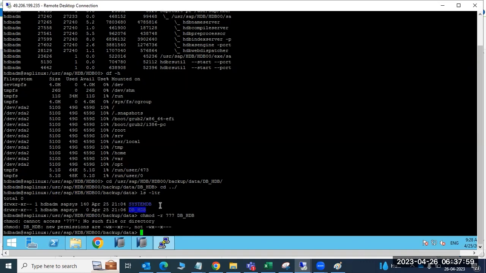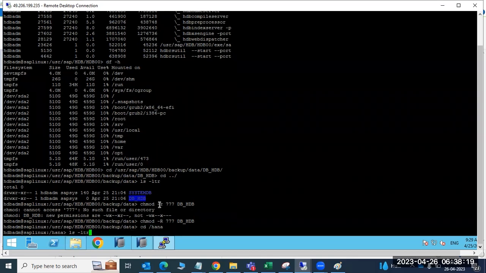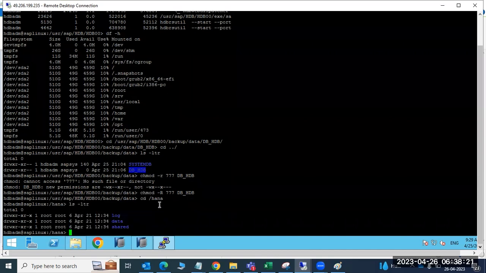So chmod, new permissions are not applied. Capital R, we have to set it. Now check in /hana. What is the status of my data folder? The data folder is also owned by the root user. Let me give full permissions to the data folder as well.